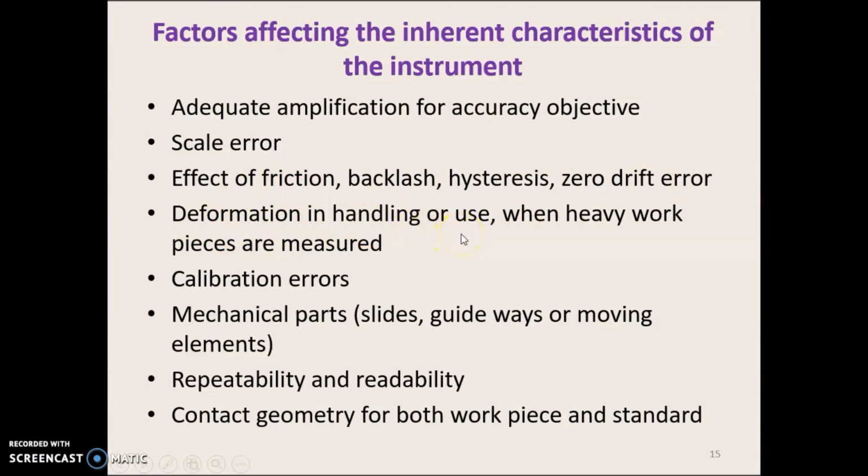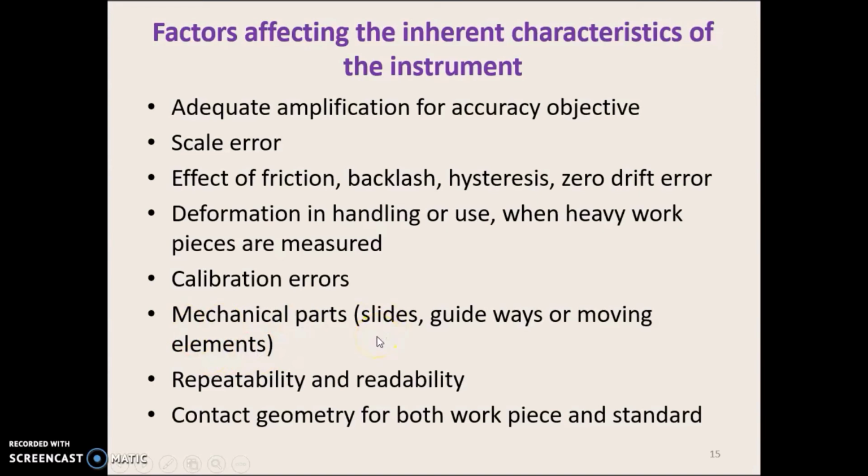That is, I already told you, whenever we are going to use the instrument for different applications under the environmental conditions required, that is again going to differ from application to application. So at that time the instrument might be subjected to deformation. So all these deformations should be considered. Then calibration errors. Calibration errors should be identified, that is detected, and those should be rectified before using the instrument for measurement, any measurement. Then the mechanical parts.